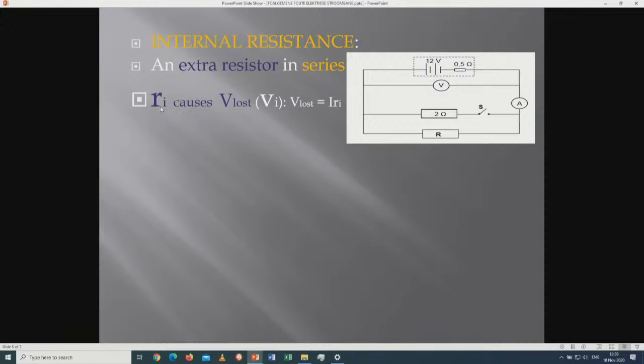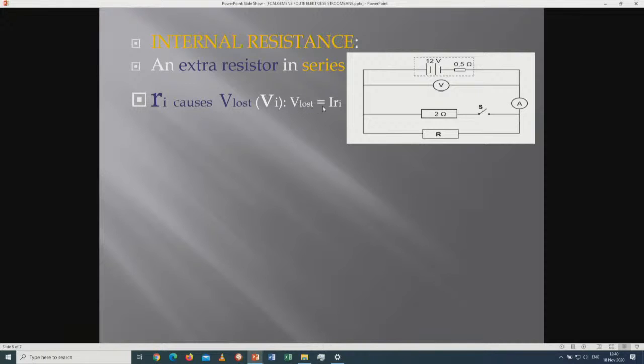Now, the internal resistance causes V loss. The fact that the battery has a resistance means energy is used to move the current through; energy per Coulomb of charge moving through the battery is used. So there's a loss in the potential difference available to the rest of the circuit. Therefore, V loss can be influenced and can be changed if conditions in the circuit change.